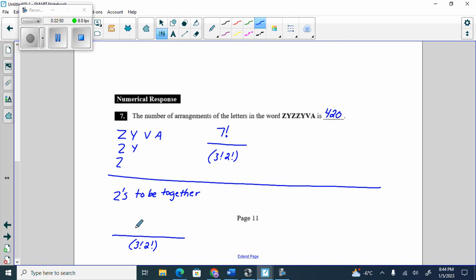But we still need to make those Z's be together. So now we have to go, okay, there's 7 letters, so I'm going to have 7 blanks. Totally different question, right? This has nothing to do with the one above. 1, 2, 3, 4, 5, 6, 7. Now the Z's have to be together. There are 3. So I'm going to hook them together. So I'm going to go 3, 2, 1. Now I'm pretending that they're totally different. And then I'm going to multiply by the other ones. 4, 3, 2, 1.